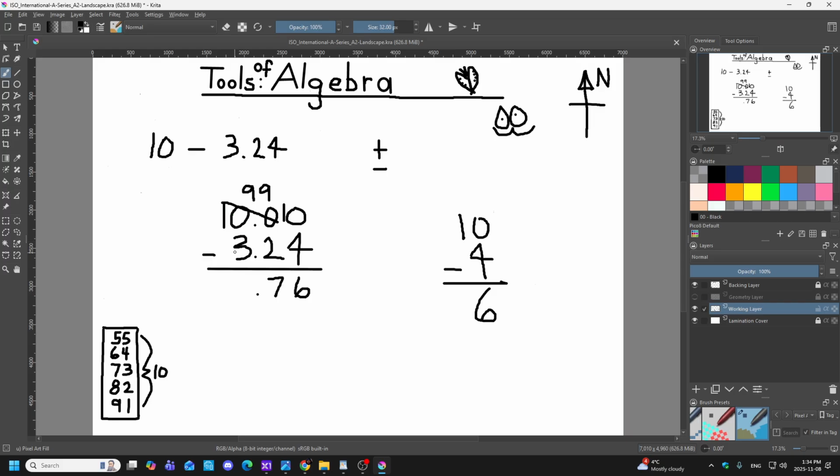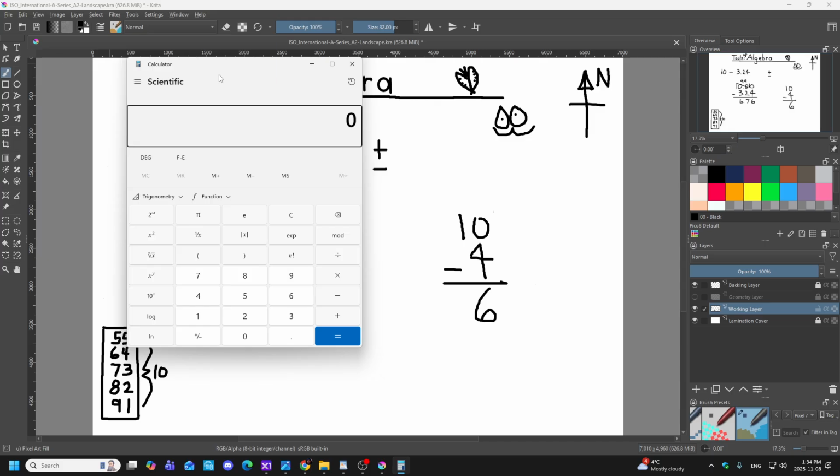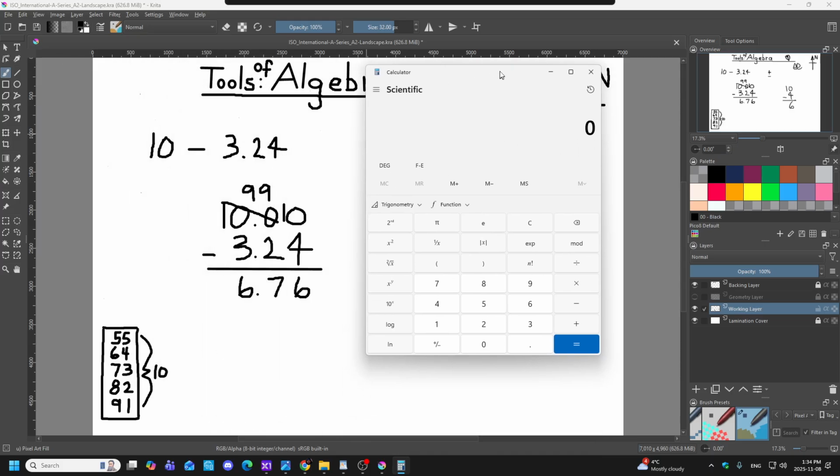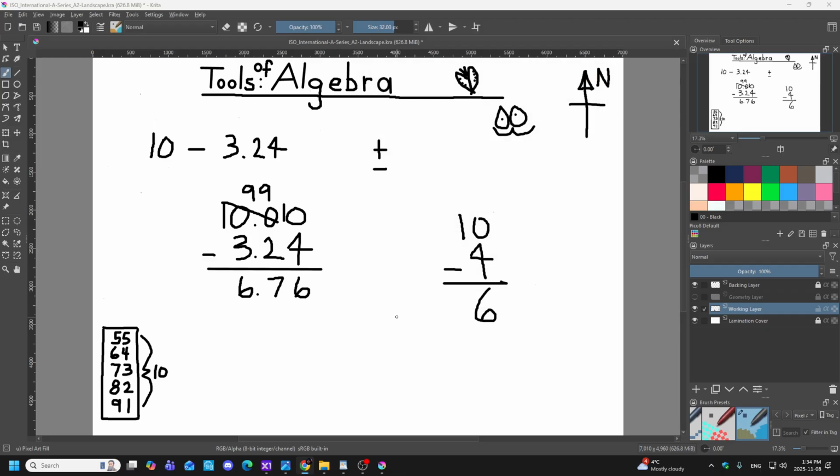9 take away 3 is 6. Now I can do this quickly on a calculator, just to show you. 10 subtract 3.24 equals 6.67. Wasn't that easy? Certainly was. Let's do another.